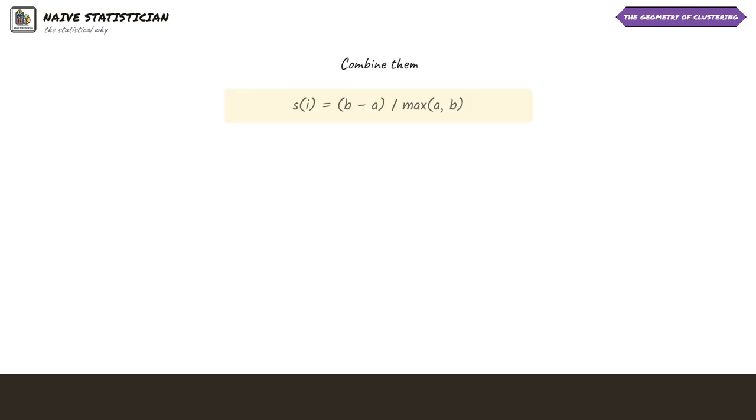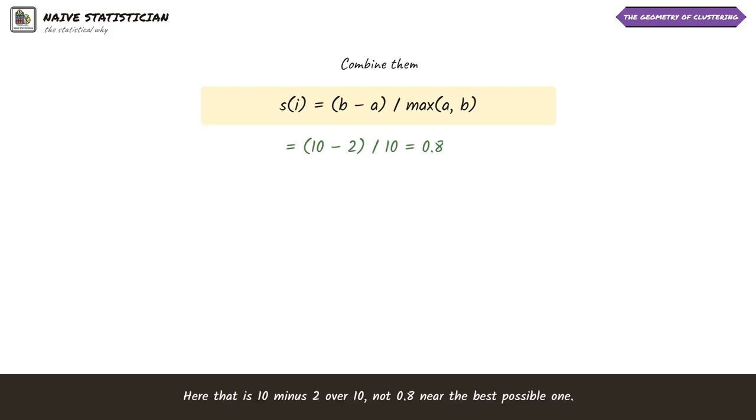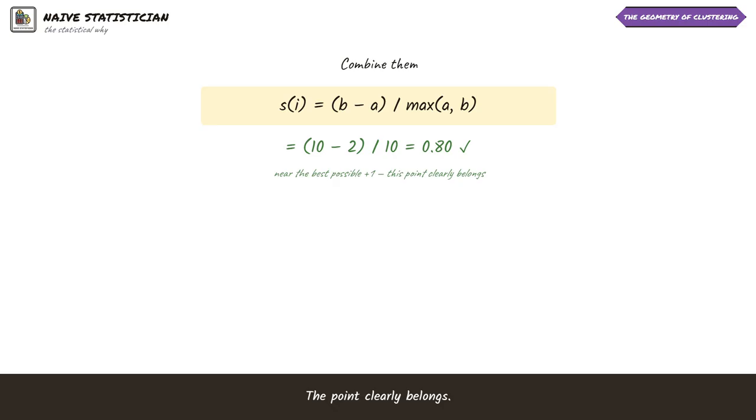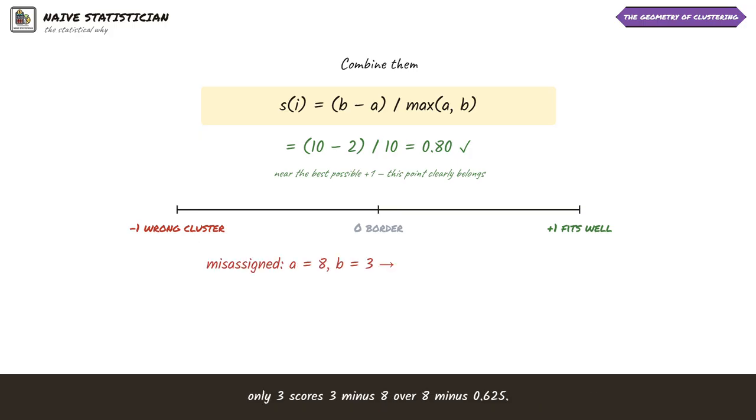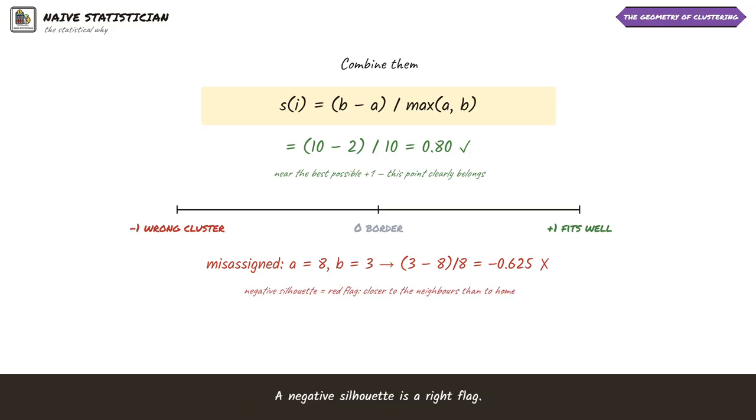Now combine them. The silhouette is b minus a over whichever is larger. Here that is 10 minus 2 over 10, 0.8, near the best possible 1. The point clearly belongs. Flip it: a point whose own cluster average is 8 but whose nearest rival averages only 3 scores 3 minus 8 over 8, which is minus 0.625. A negative silhouette is a red flag. The point is closer to the neighbors than to home and was probably placed wrong.